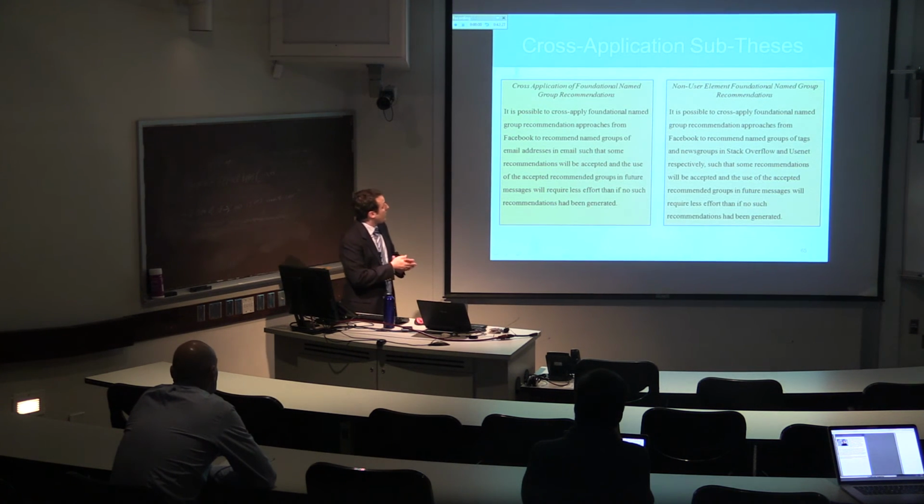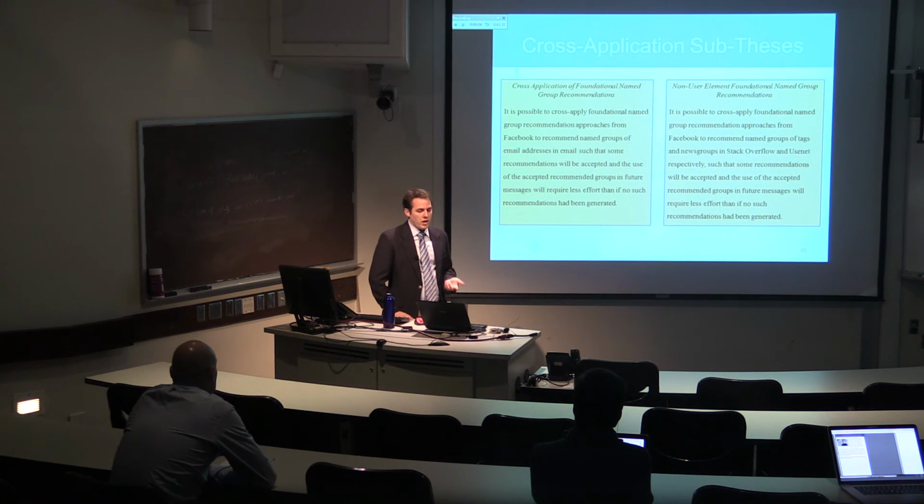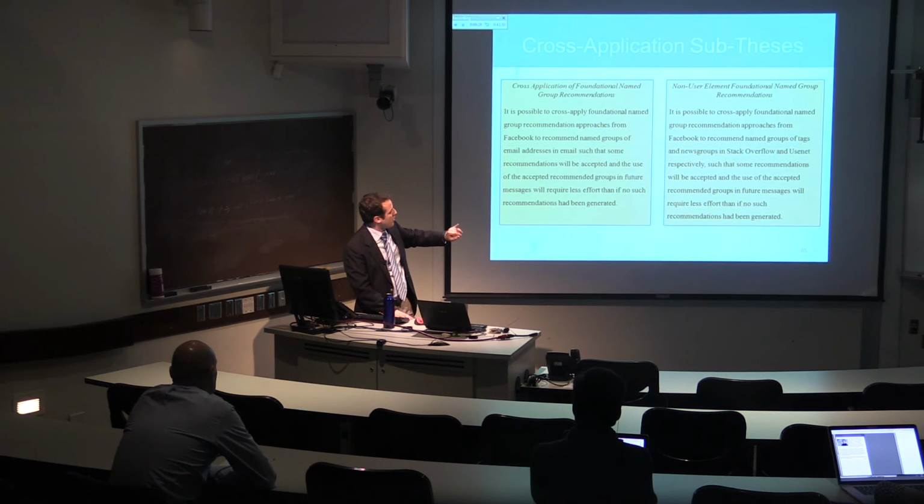So based on these findings, we have our next two sub-theses. It is possible to cross-apply foundational name group recommendation approaches from Facebook to recommend groups of email addresses in email, such that some recommendations will be accepted, and the use of the accepted recommended groups in future messages require less effort than if no such recommendations have been generated. And rather than read out this whole long sub-thesis, it's actually the same as the first, just with email replaced with Stack Overflow and Usenet.